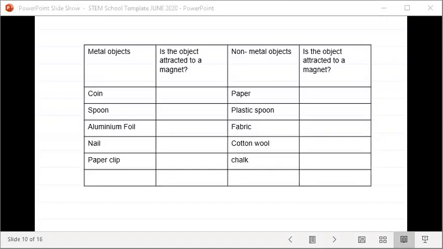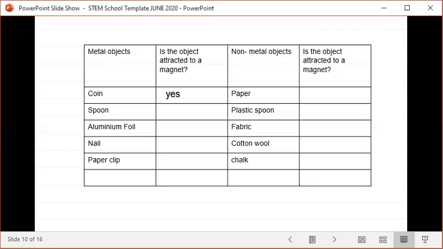Let's see if a coin is attracted to a magnet. And that is correct, guys. I see Bunono, Leletu, Chinoso. Yes. And Sakura, yes. Coins are mostly attracted to magnets. Beautiful. So guys, if we have a metal spoon, is it attracted to a magnet?